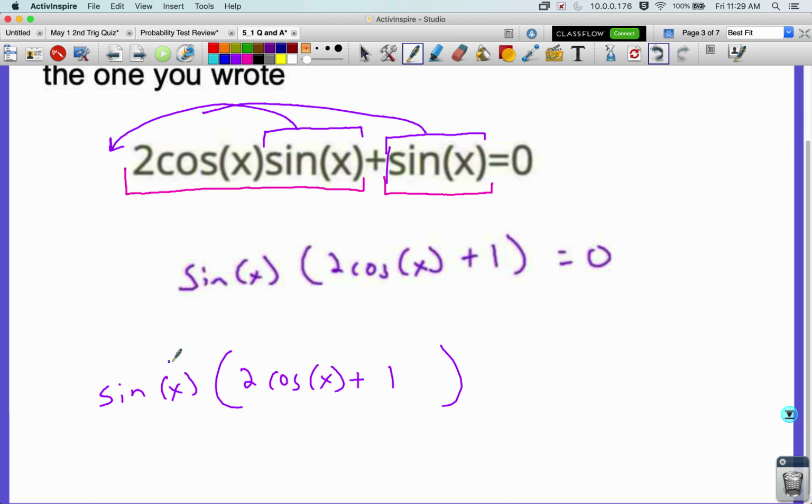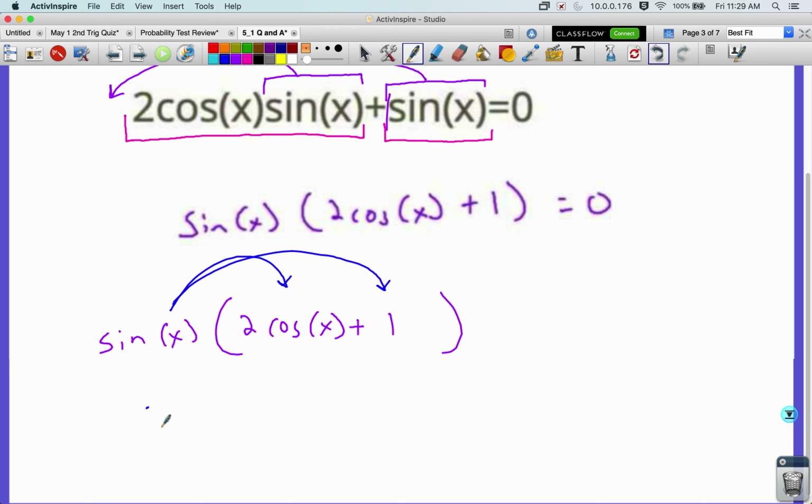And now how do we double check that we've done this correct? Well, you distribute it back in. That's where we would get 2 cosine x sine x from when we distribute it to this term, and this is still just one term because it's all glued together with multiplication, plus 1 times sine of x gets us a sine of x back.